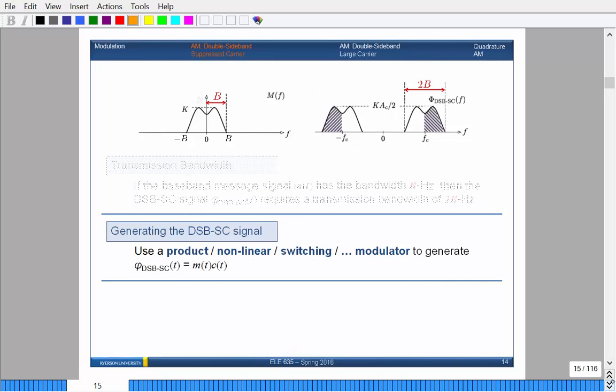Okay. So if you wanted to generate a double sideband suppressed carrier signal, you can use a cosine wave if you want, but you can also use a variety of different technologies. You can use a product modulator, a nonlinear, or a switching modulator. We'll talk about that much later. But you can actually generate double sideband suppressed carrier signals in a multiple variety of ways, not just multiplying by cosine, but you can actually have other electronics that will help you do this for you.